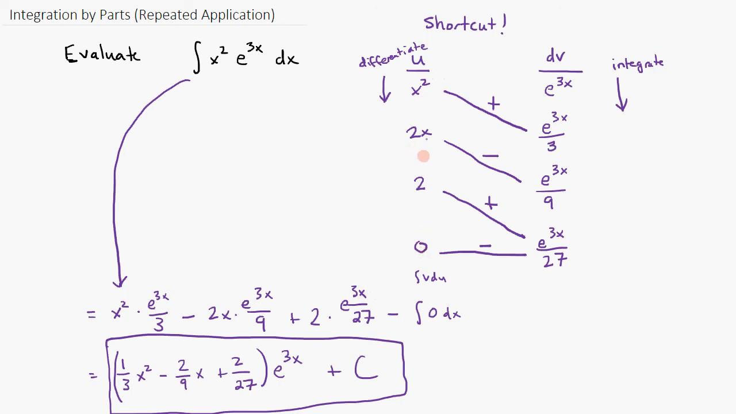So we can just make a list like this, repeatedly differentiating u, and then repeatedly integrating dv, and then put together using the alternating signs to simplify the integration by parts.